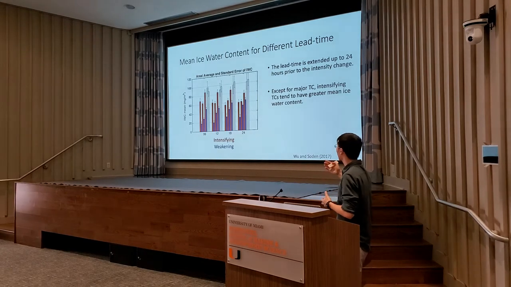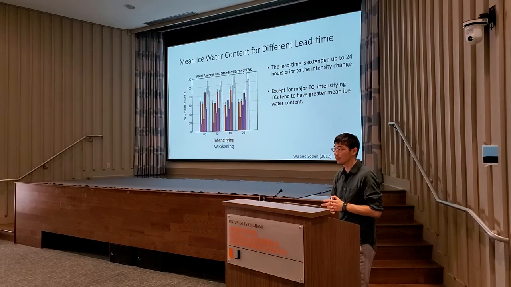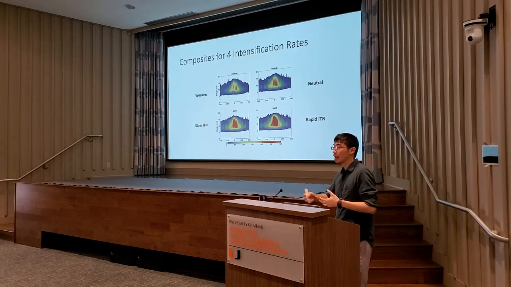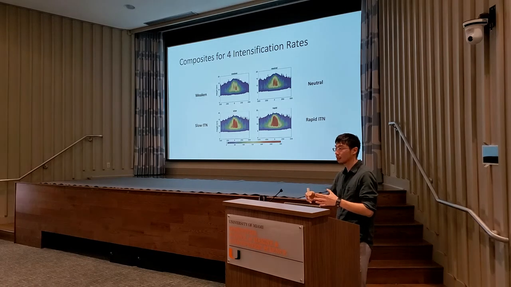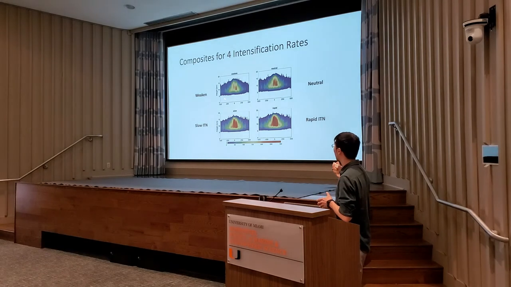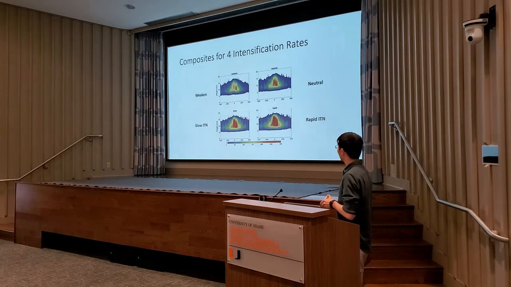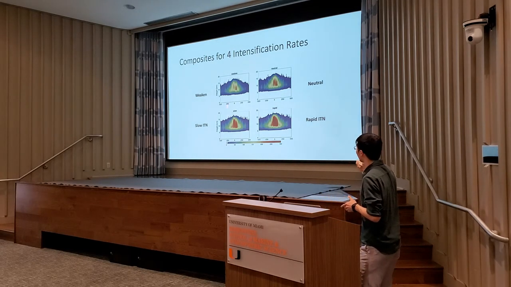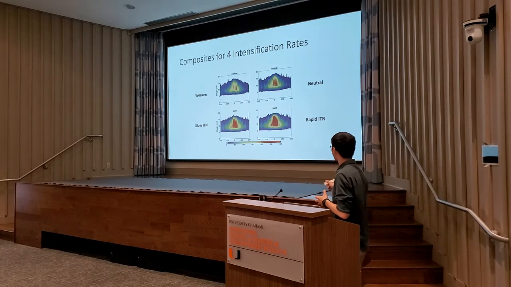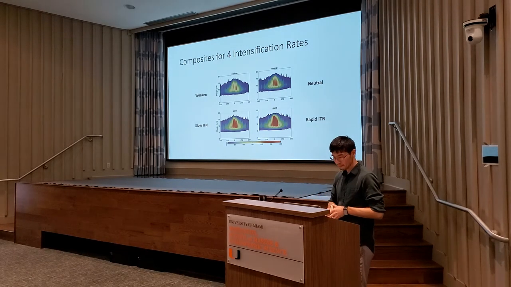And since now we know there's a signature of TC intensification in ice water content, how about rapidly intensifying TCs? So we repeat the same analysis for ice water content, and make the composites for four intensification rates, which are weakening, neutral, slowly intensifying, and rapidly intensifying TCs. As you can see here, there is a clear difference. As the intensification rate becomes greater, the amount of ice water content also becomes greater. So this is a very encouraging result.